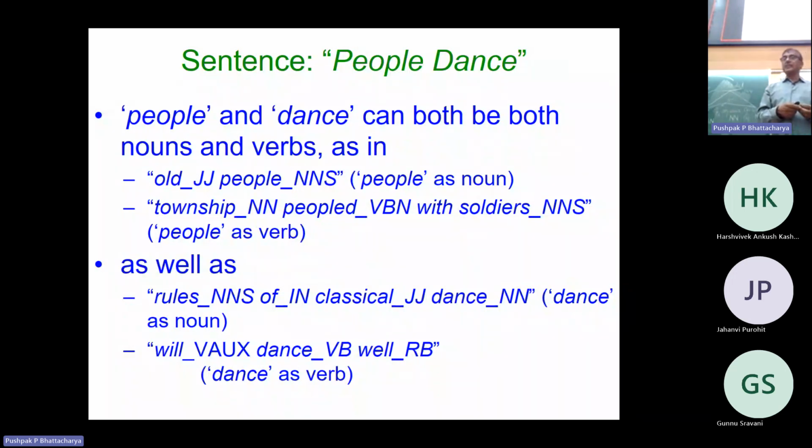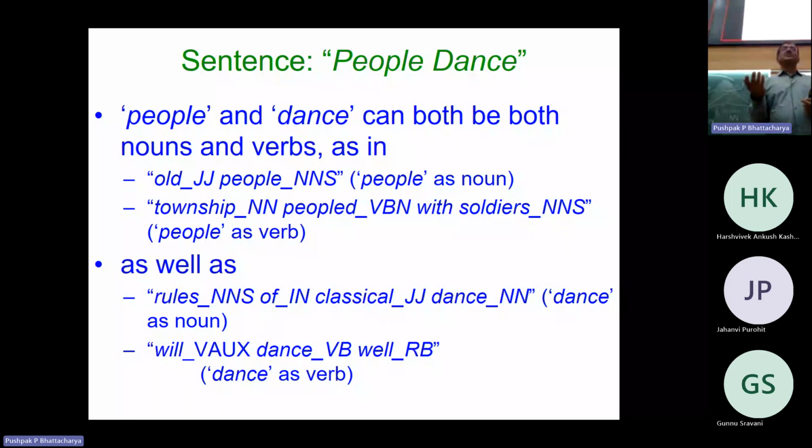Old people, here people is a noun. Townspeople with soldiers, here people is a verb. Dance also can be in both parts of speech. Rules of classical dance, here dance is a noun. And will dance well, here dance is a verb. So both people and dance can be both noun and verb.